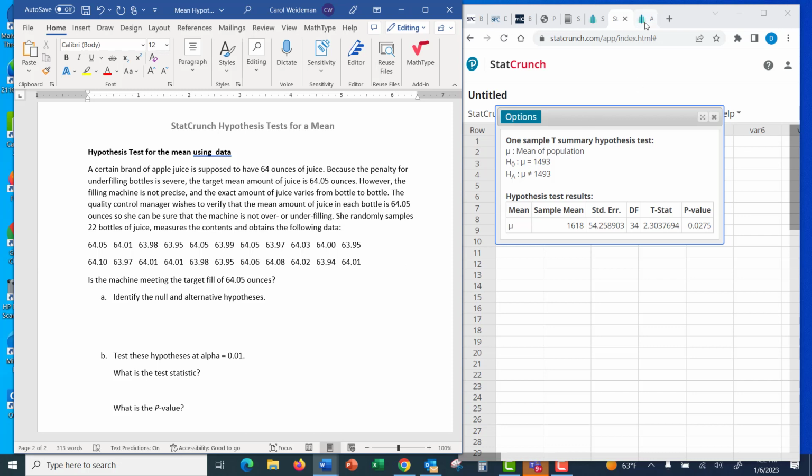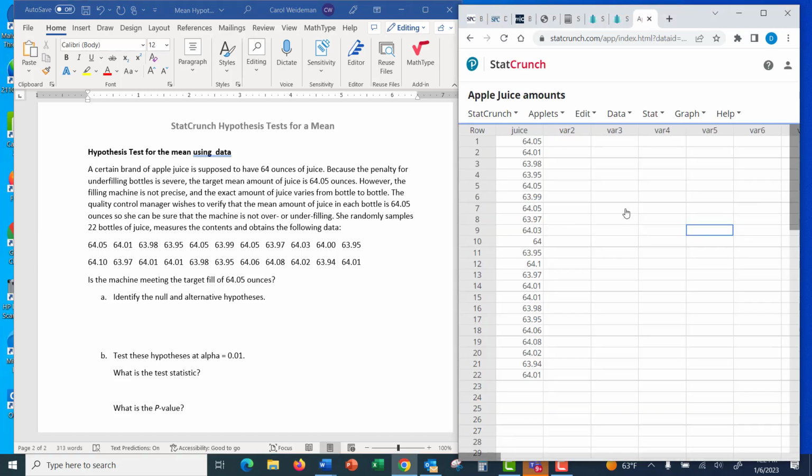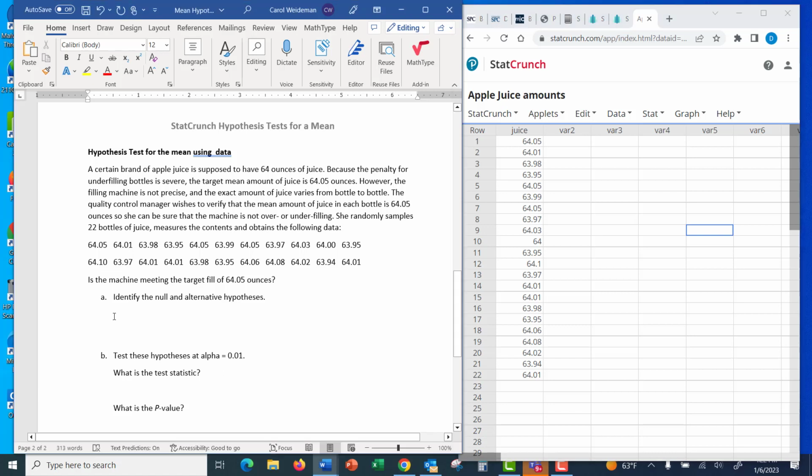And I went ahead and put this into a StatCrunch worksheet. And we're going to go ahead and first we want to write our hypotheses again. So what are we going to test here? Our null is going to be that the mean is equal to a target of 64.05 ounces. And again, we're going to do a not equal to because we don't have an idea that it's going to go higher or lower. She just wants to make sure it's not over or under filling. So we're going to say the mean is not equal to 64.05 ounces.